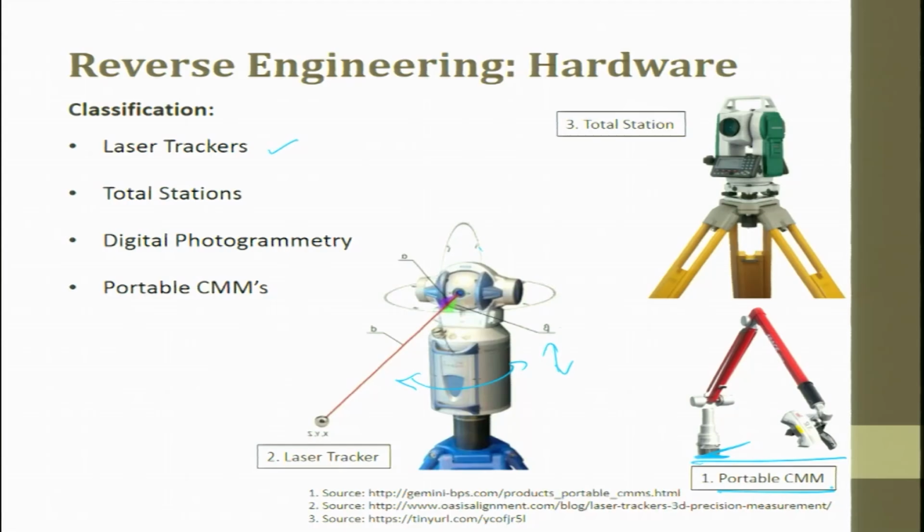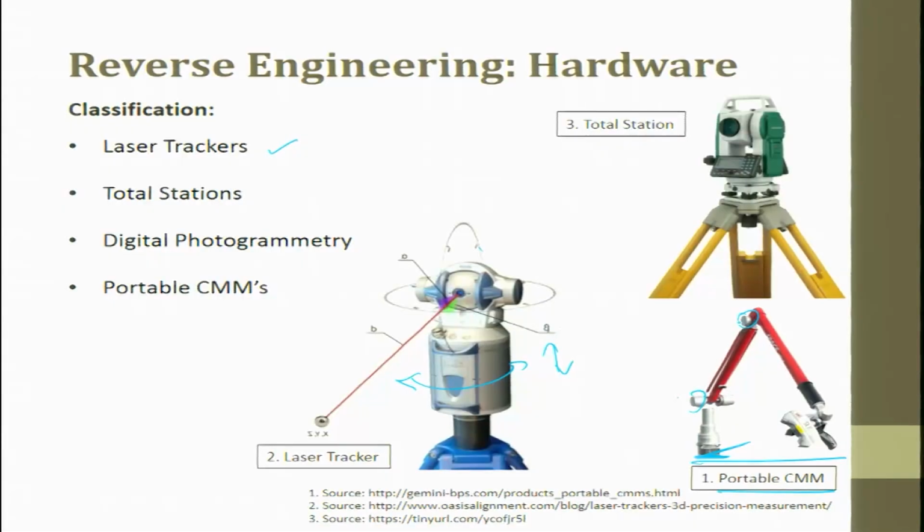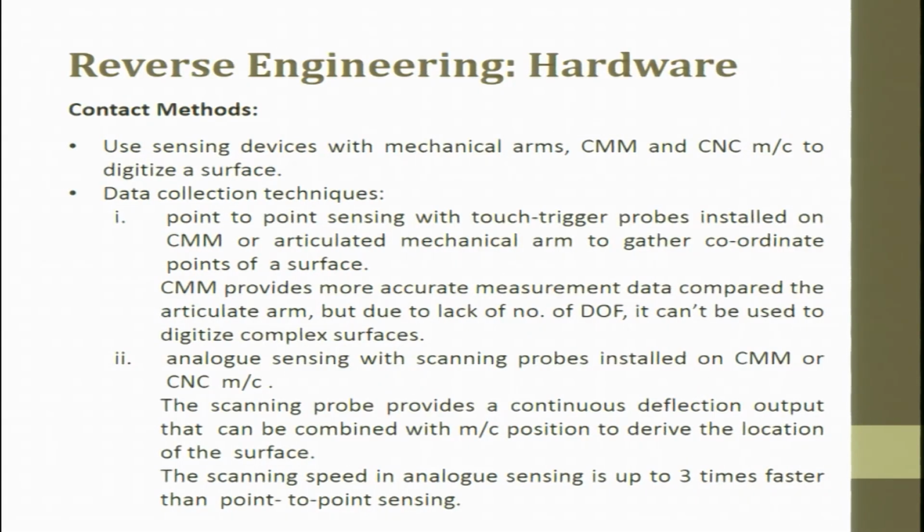Portable CMM is another thing with which you can take the CMM to any place, put it on any surface, make that surface flat, and then calibrate your CMM data points, and then you start measuring. So the encoders over here try to take all the error, calibrate it, and then start taking measurements. The contact type uses sensing devices with a mechanical arm, CMM and CNC machine to digitize a surface. Even a CNC machine can be used to digitize a surface, very easy.